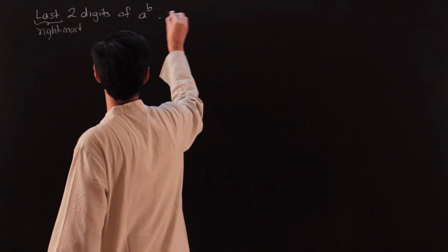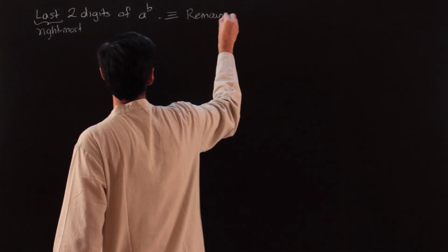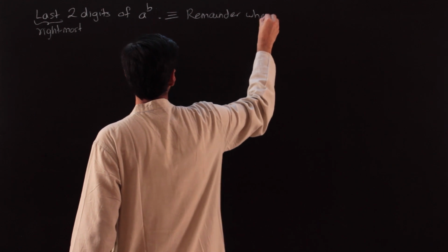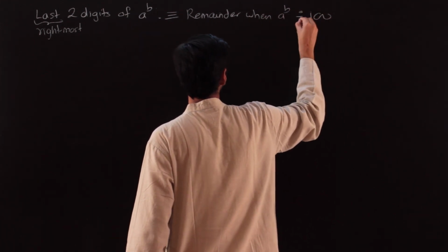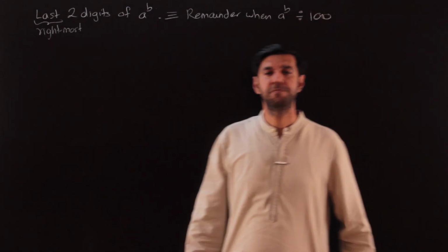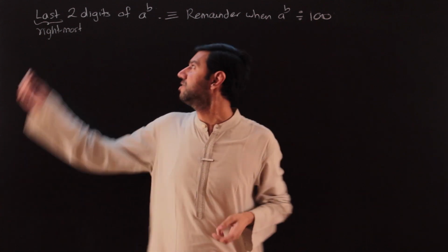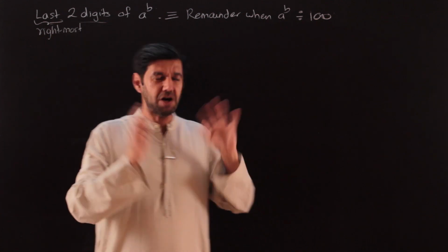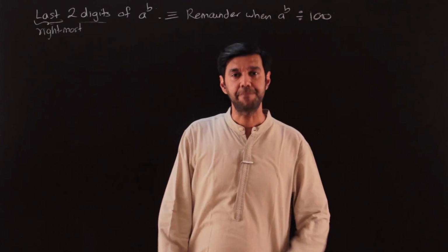This question is also very similar to finding the remainder when a raised to b is divided by 100. If you divide any number by 100, the last two digits are going to be the leftover remainder. So remainder when divided by 100 is as good as the last two digits. I'll not waste time explaining that over here. So let's handle our task at hand.